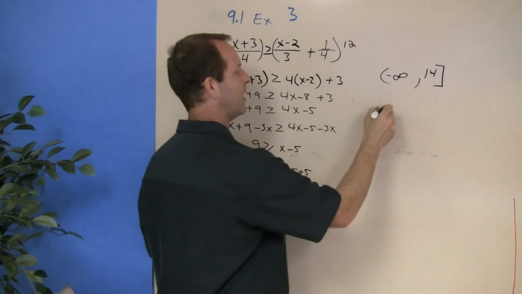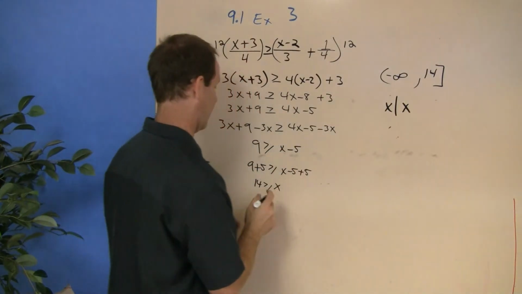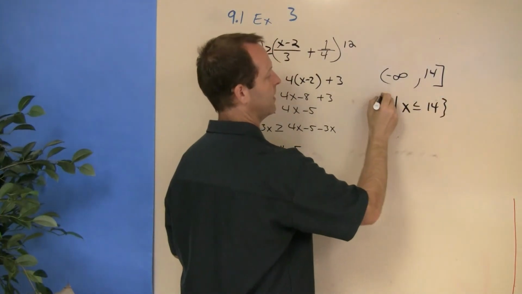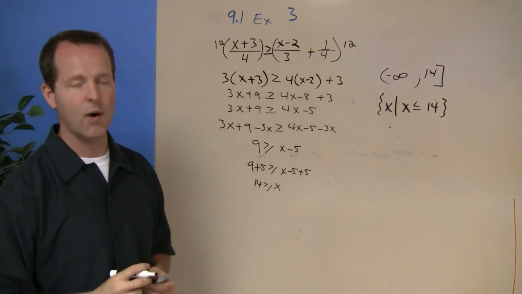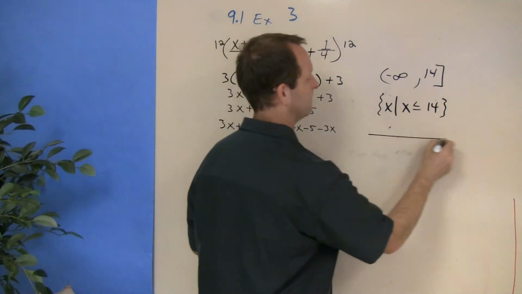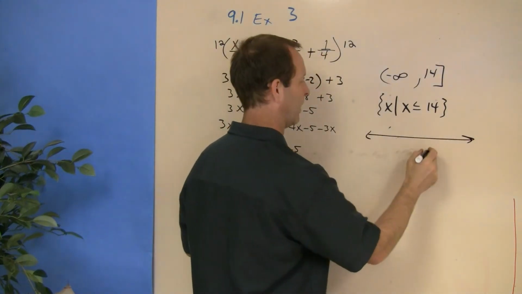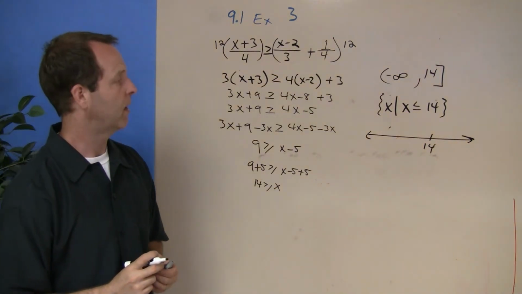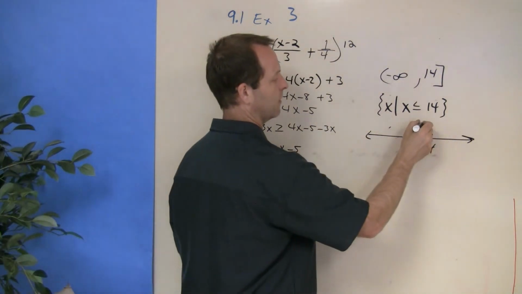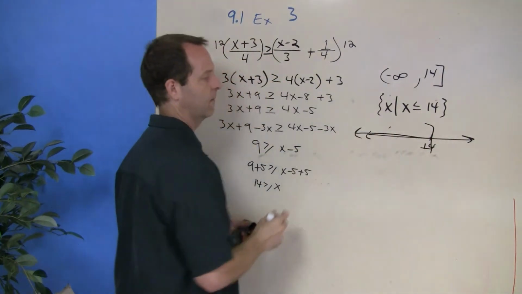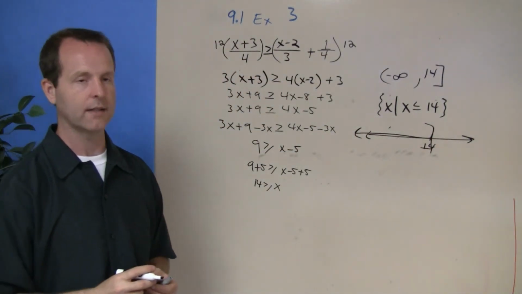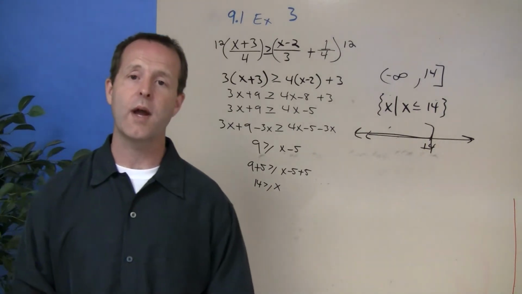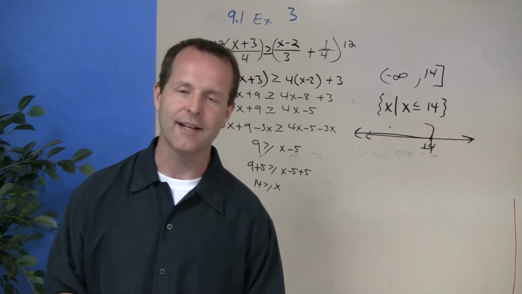To write this in set builder notation, all x such that x is less than or equal to 14 with the squigglies. And then if I were to write it out graphically, I'll put 14 down on the graph, and it's telling me all values less than 14, but such that 14 is also a solution. And there's a graphical solution pointing left as far as where all my solutions are at. So there's how you solve a linear inequality containing fractions.